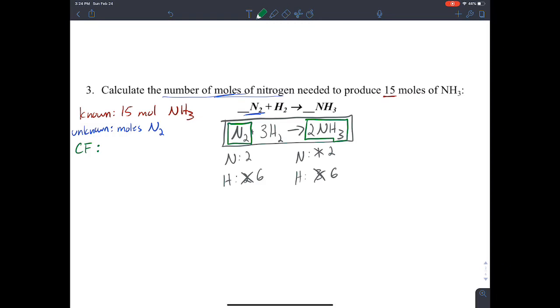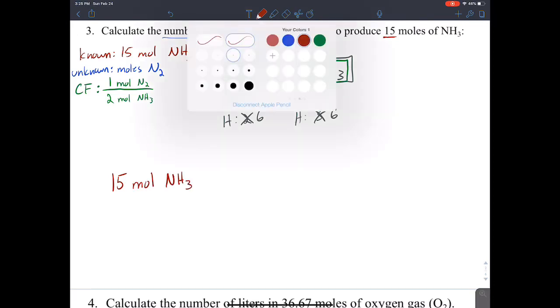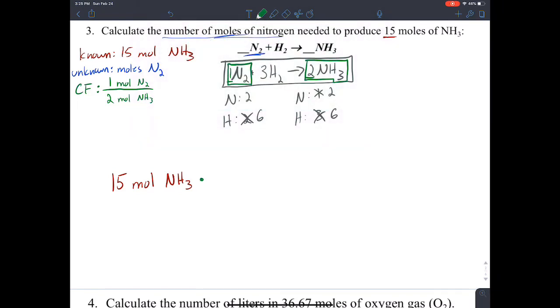And I'm looking at my coefficients. So my imaginary 1 there and the 2 there. So I know that for every 1 mole of nitrogen, I produce 2 moles of NH3. It's just the ratio of my coefficients. That's all it is. So I just have to take that ratio. That's all I need to do. So I'm going to put my known out front, 15 moles of NH3. I'm going to multiply this by my conversion factor.